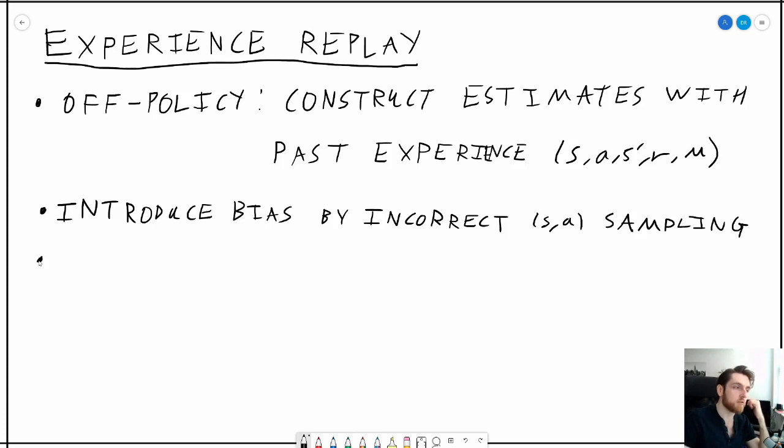Now, there are methods for trying to somewhat correct the sampling of the state, but they're quite complicated and don't necessarily provide a huge benefit. So we're going to ignore those for now and just focus on what we can do quite easily, which is to fix the sampling of the actions. And this is done using importance sampling.